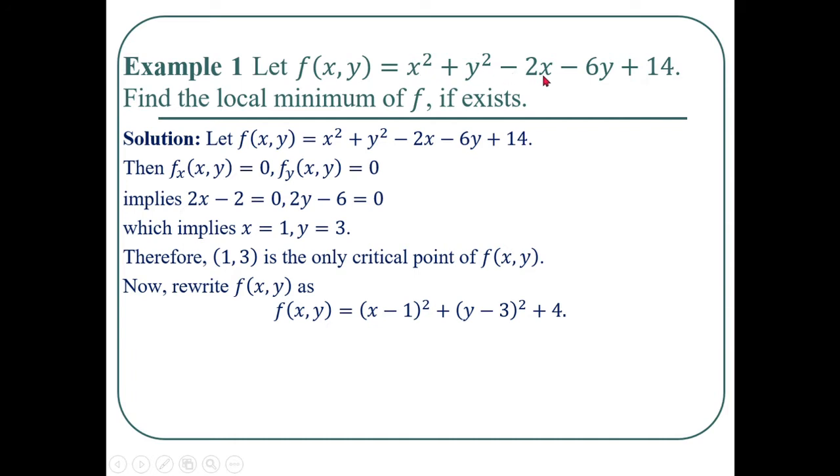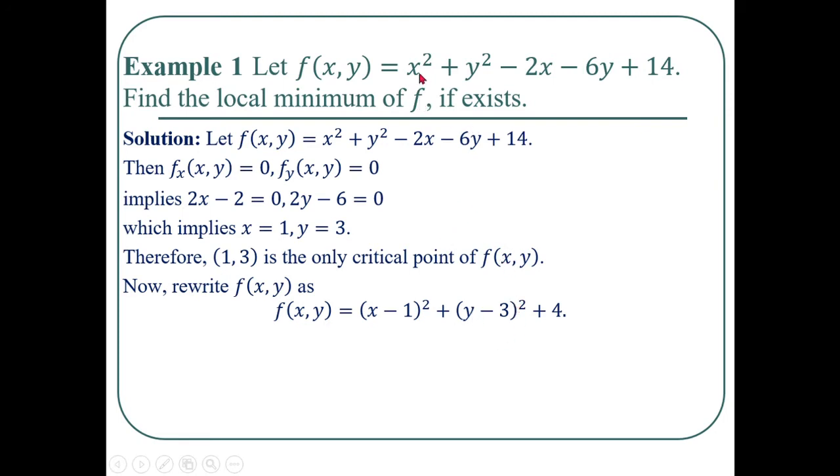X square minus 2x plus 1, which can be written as x minus 1 whole square. Similarly, by collecting y square minus 6y together, to convert it into a perfect square, we have to add 9 here. So we get y square minus 6y plus 9, which can be converted into y minus 3 whole square.